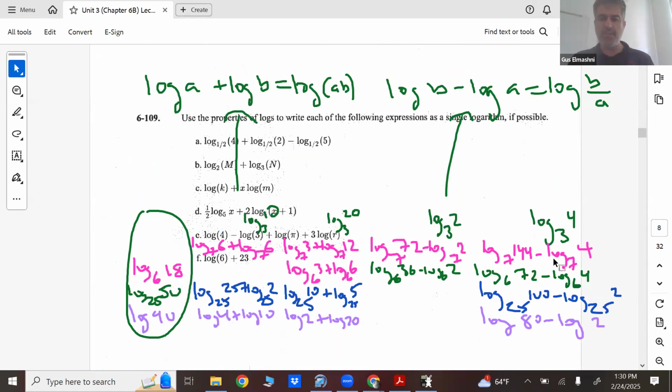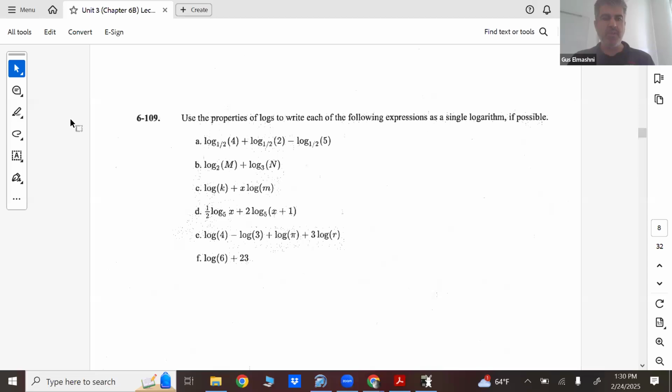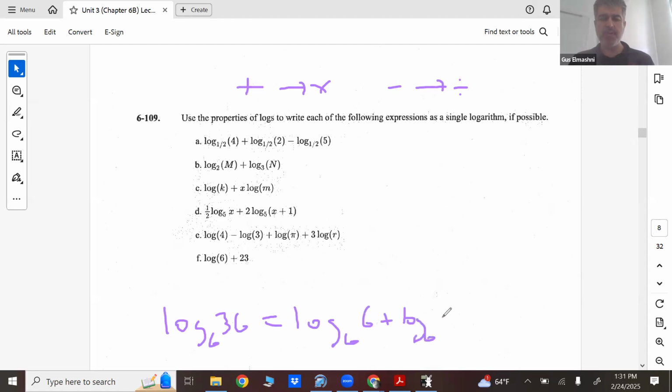So let's talk about this here. When you have plus, you multiply. When you have minus, you divide. Also, another thing I need to mention as well. Remember we had this here, log base 6 of 36. Remember we said this earlier in your notes, just up above the page.